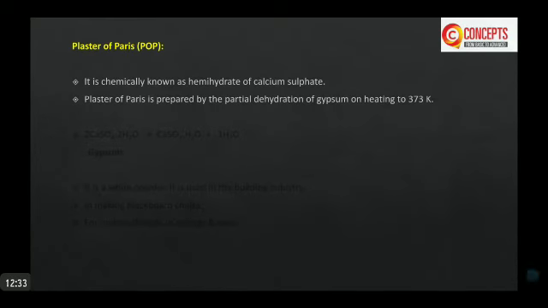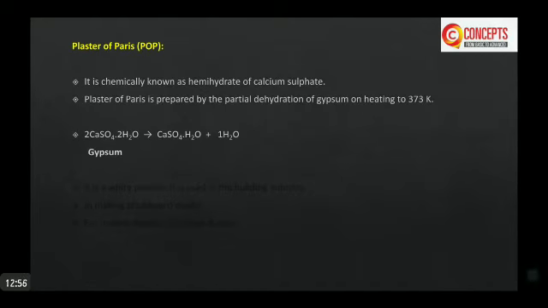So the next common compound is plaster of Paris. It's not a salt, but it is mainly used, so it is there in your syllabus. So what is plaster of Paris? It is chemically known as hemihydrate of calcium sulfate. Plaster of Paris is prepared by the partial dehydration of gypsum on heating to 100 degrees Celsius, not more than that, that is 373 Kelvin.